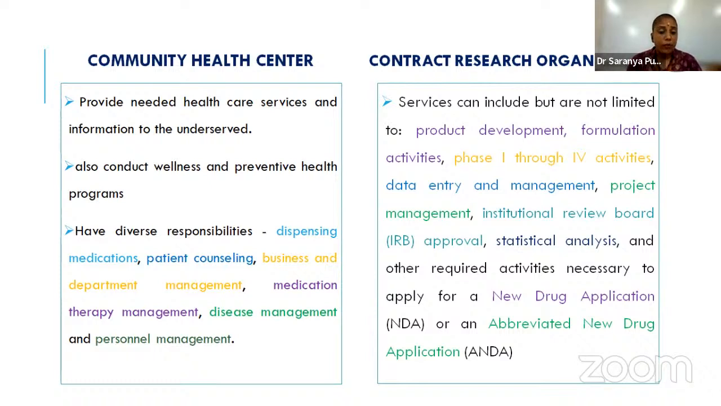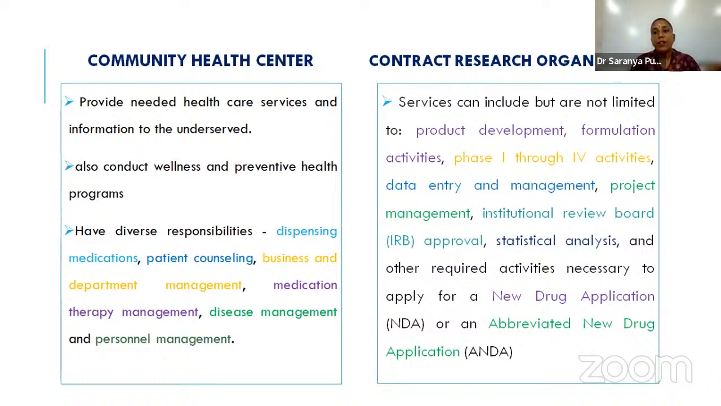What to do when an adverse effect is there, what to do when you miss a dose, when to contact a physician when you have an adverse effect. Everything will be told during a patient counseling session. So you will be trained particularly for patient counseling. Then you can be involved in business and department management, medication therapy management, disease management, and personal management. So these are the different roles as a pharmacist in community health center.